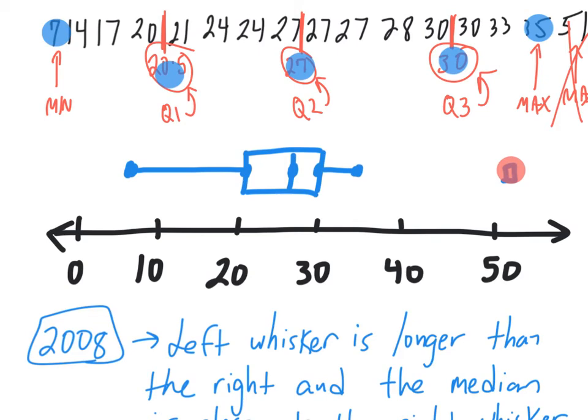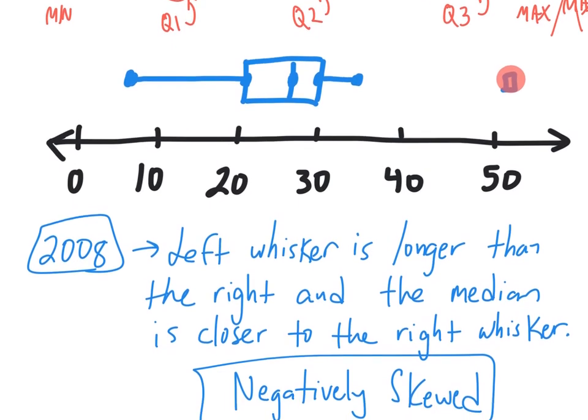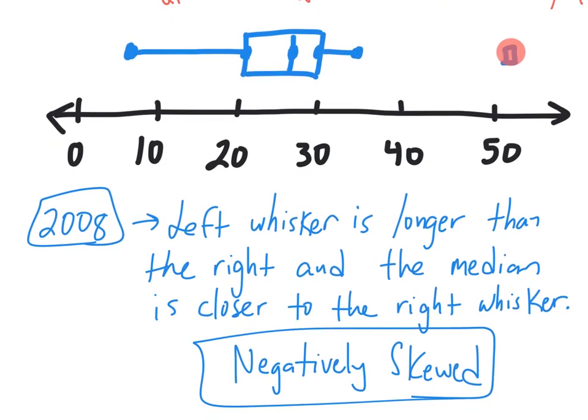So let's read into this a little bit deeper. If you take a look, the left whisker is longer than the one on the right, and the median is closer to the right whisker. Therefore, we have a negatively skewed distribution. And as a result, it would be a good idea to use the 5-number summary to describe this set of data.